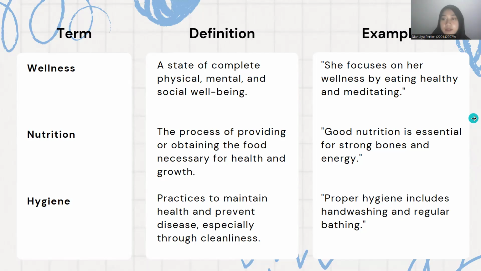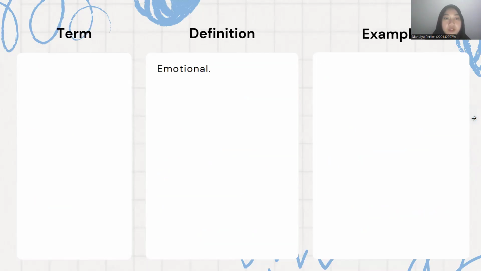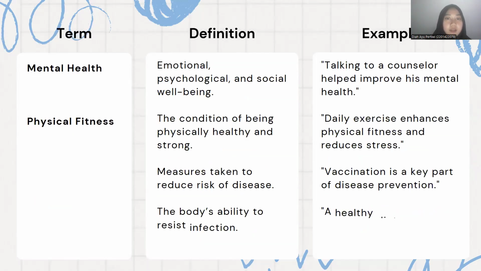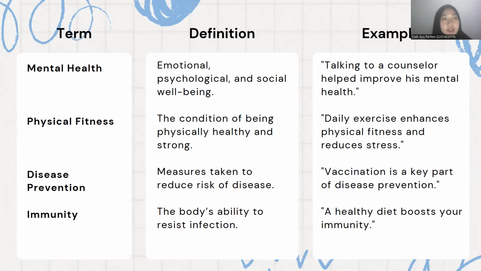So next we are going to jump into another term. So we got mental health, physical fitness, disease prevention, and immunity. So first is mental health, which is emotional, psychological, and social well-being. The example is talking to a counselor helps improve his mental health.